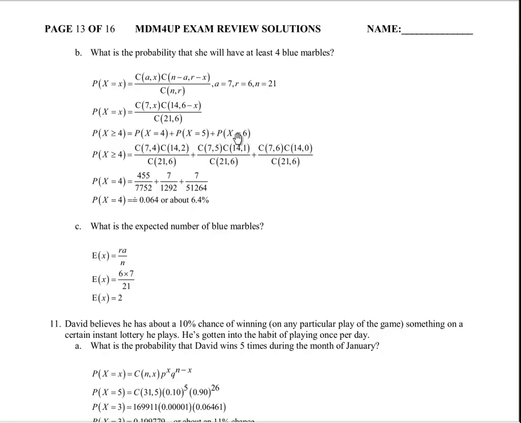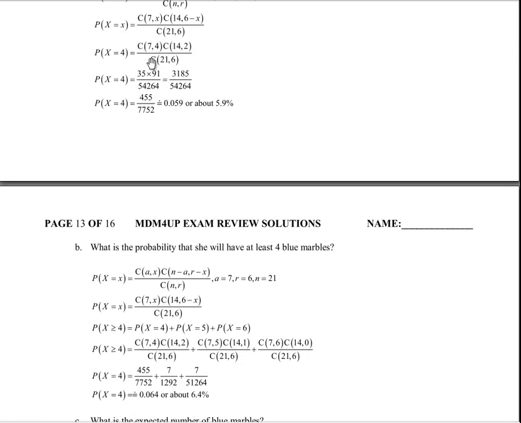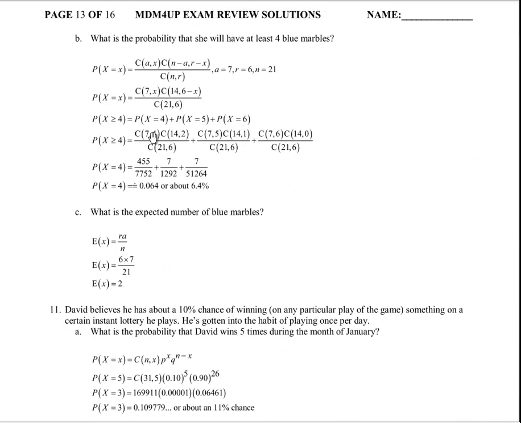And so we're doing the same calculation as before. Now, this 4 here is that exact same calculation. So to change it to 5, we would go 7 choose 5, and notice that instead of 14 choose 2, it's 14 choose 1 now. Notice that that number and that number have to add up to the 6. 21 choose 6 in the denominator. And of course, if x is 6, we would do 7 choose 6, and then 14 choose 0, over 21 choose 6.